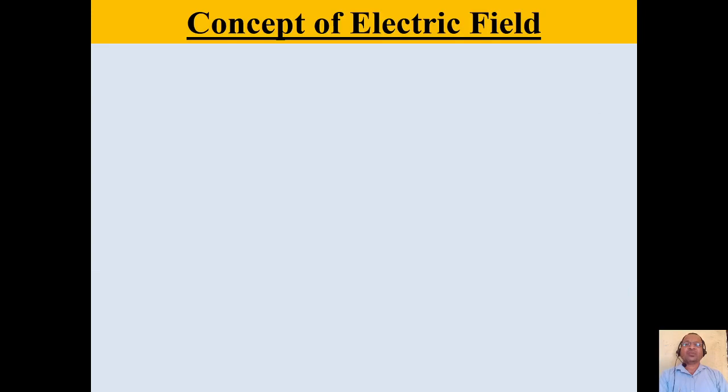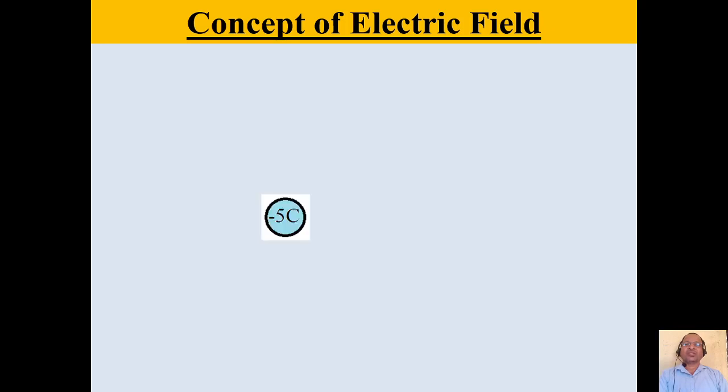In the earlier video we have seen that there are two types of charges, positive charge and negative charge. Like charges always repel whereas unlike charges always attract each other. This force is known as Coulomb's force. We have also seen Coulomb's law of electrostatics: the force of attraction or repulsion is directly proportional to the product of charge strengths and inversely proportional to the square of distance between two charges.